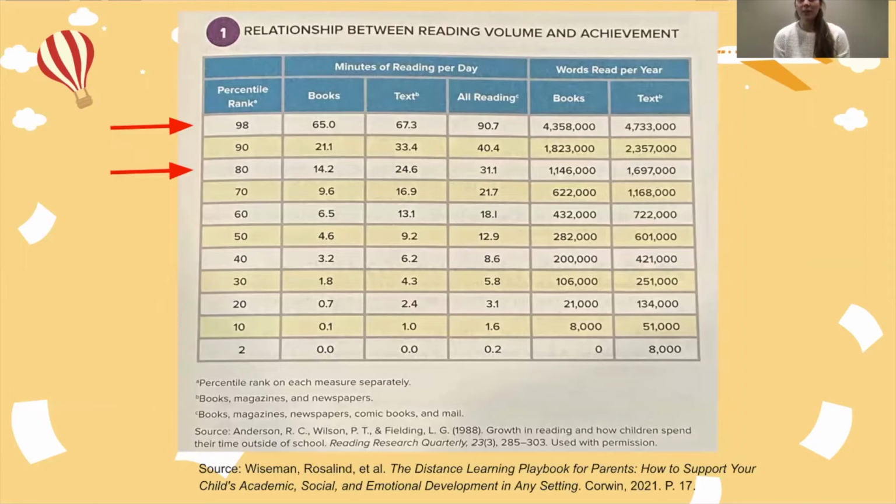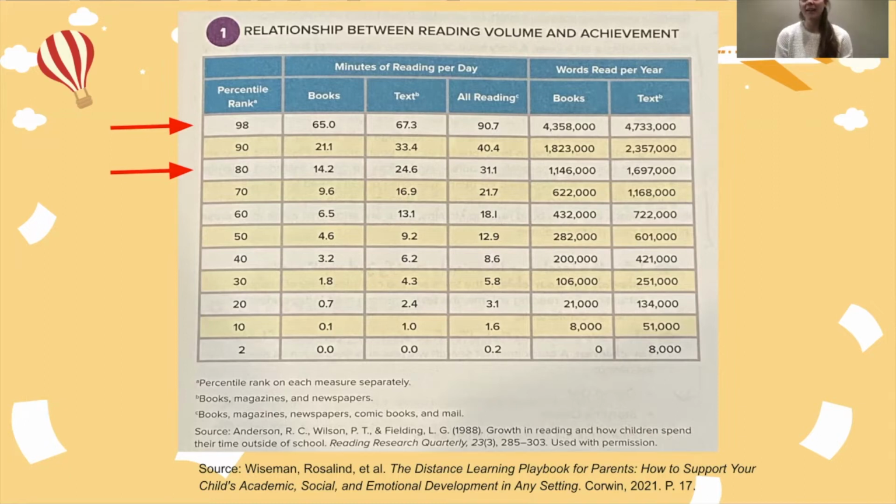So we just want to quickly touch on the relationship between reading volume and achievement. You might be thinking that in order for your child to have a large reading volume, they need to read for hours and hours every day, and that's just not true. So you can look at the chart. Students who ranked in the 80th percentile of their class actually only read books for about 15 minutes a day outside of their schoolwork. So that would be reading for pleasure.